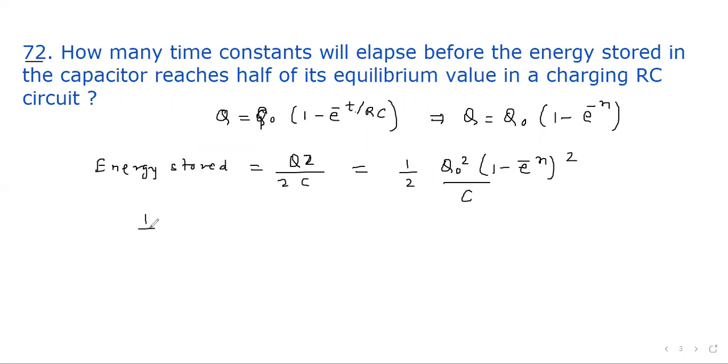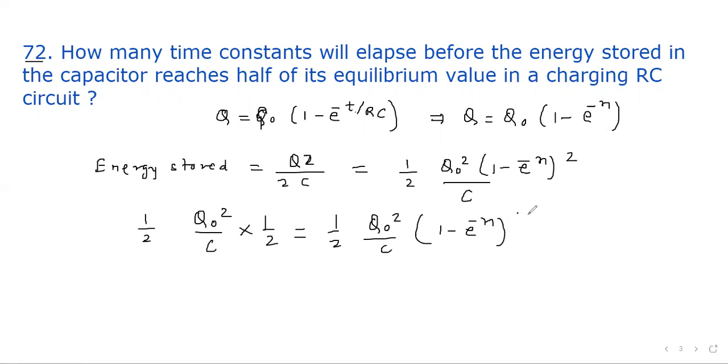So 1 by 2 of Q0 square divided by C, times half, must be equal to this value, 1 by 2 Q0 square upon C times 1 minus e to the power minus n whole square. So 1 upon 2 equals 1 minus e to the power minus n whole square. So this will give 1 minus e to the power minus n equal to 1 upon root 2, which implies e power minus n equal to 1 minus 1 upon root 2.